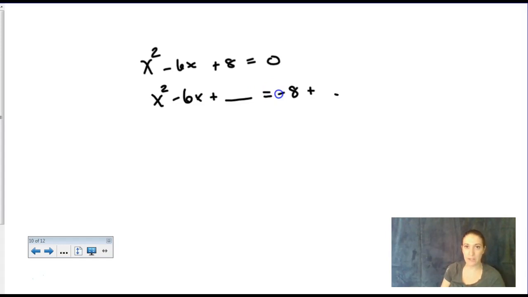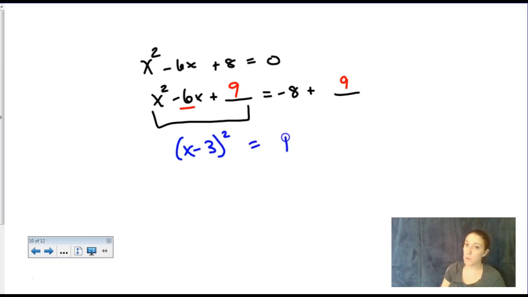Maybe I changed it. So I subtracted the 8 over. And in the blank here would be half of this squared. So that'd be negative 3 squared. So that'd be a 9. I just want to show you what it looks like when there's no more radical. So we got x minus 3 squared equals 1.